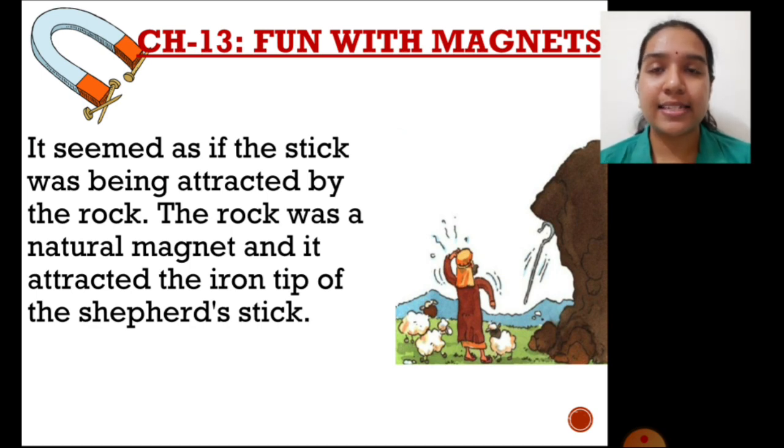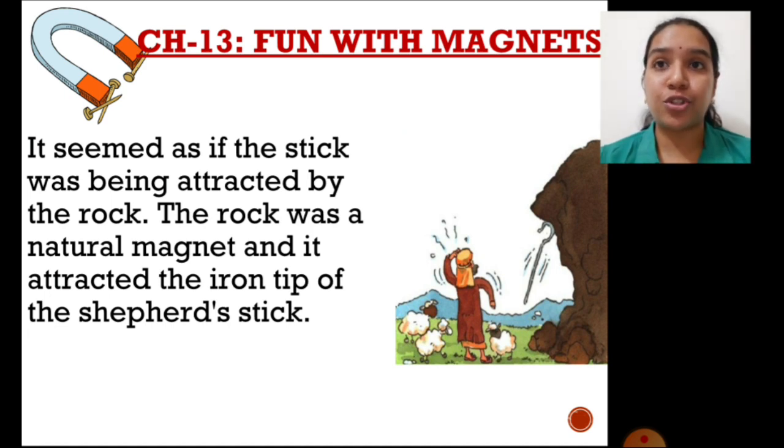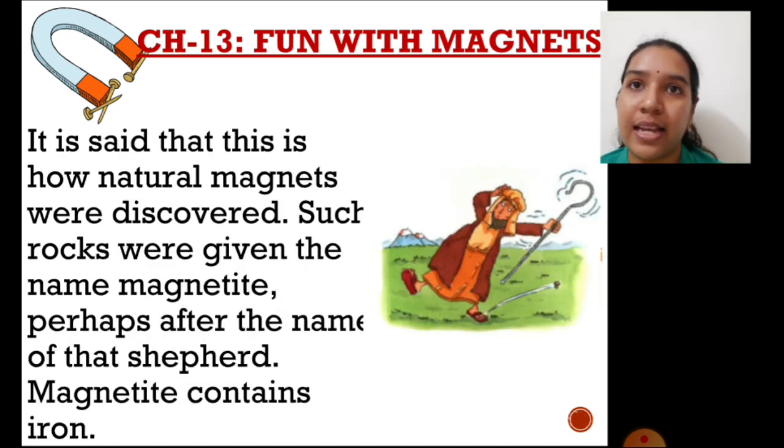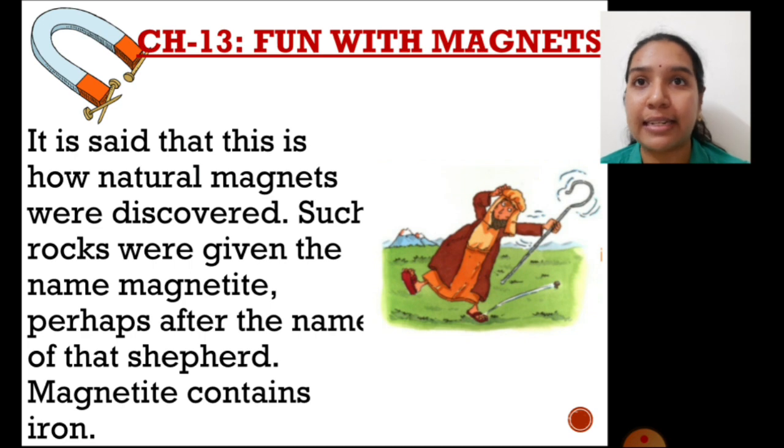He then realized that the stick was actually being attracted from the other side where it got attached to the rock. Then he realized the rock was a natural magnet and it attracted the iron tip of his stick. As this incident took place many years ago, there was no written proof of this discovery, but it is the most accepted story of the discovery of magnets.